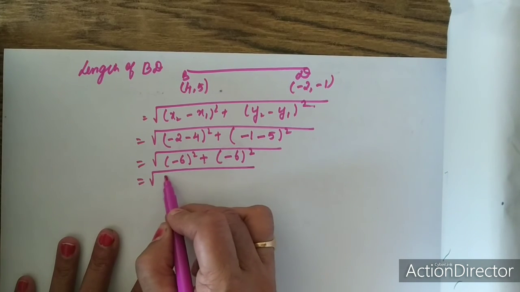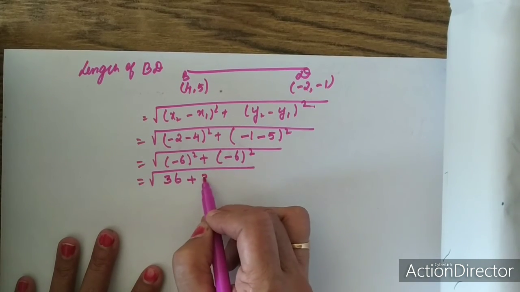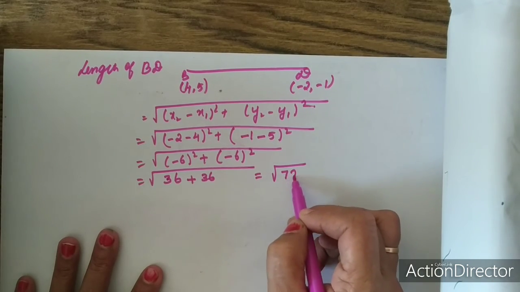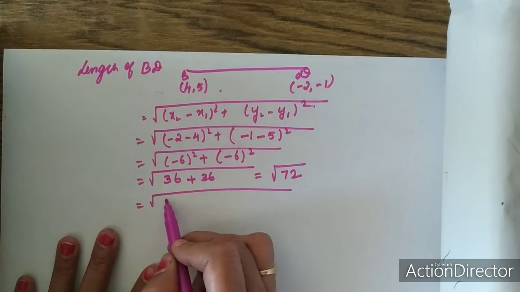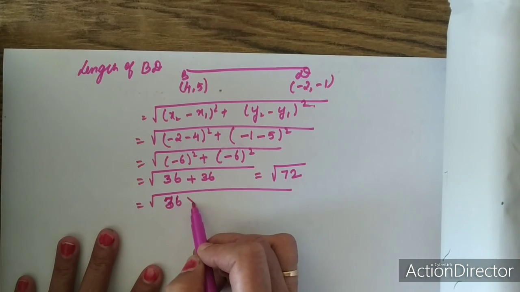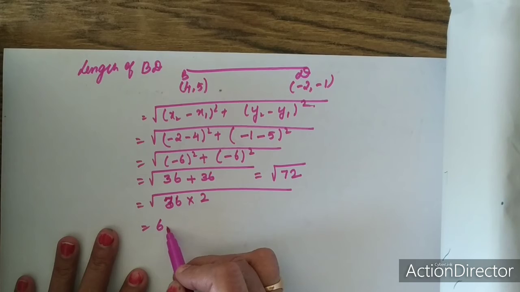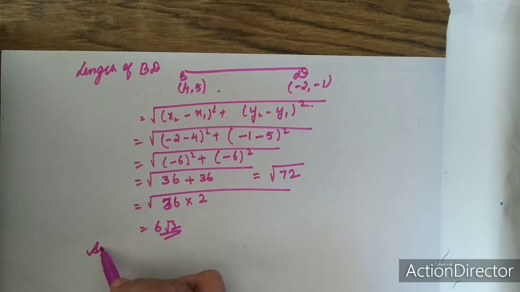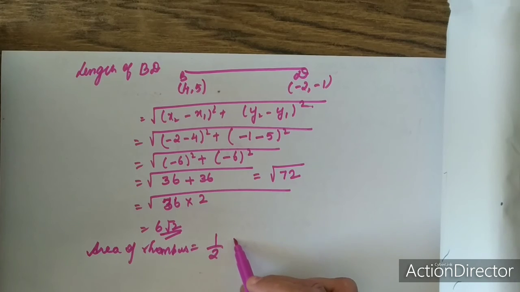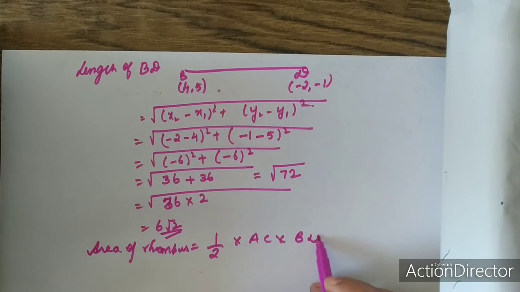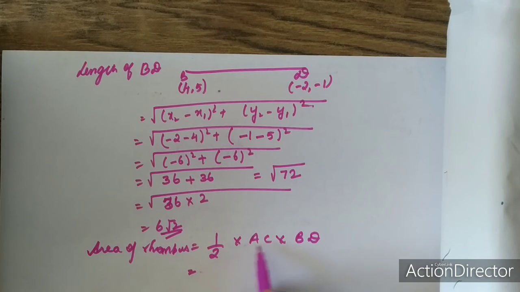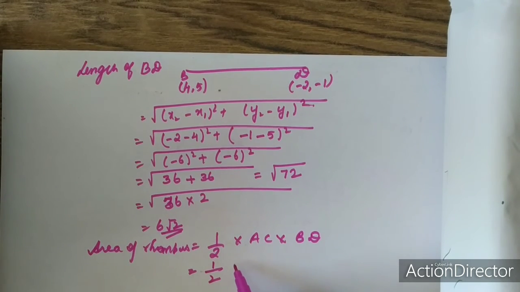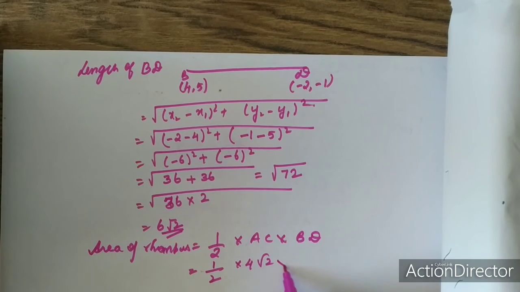This is also equal to 6 6 are 36, which is nothing but root 72. Again root 72 can be written as 36 into 2. So square root of 36 is 6. So 6 root 2. Now the area of rhombus is equal to half into AC into BD. So what did you get? Half into, AC you got 4 root 2 and this is 6 root 2. So root 2 into root 2 is 2.